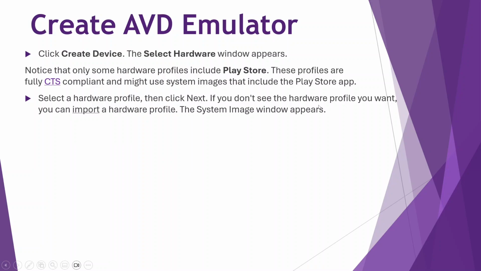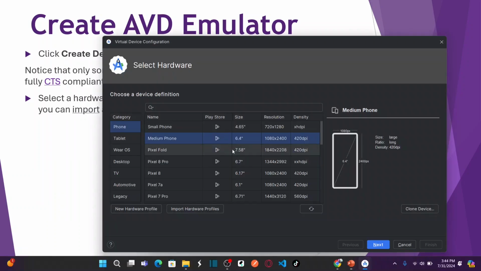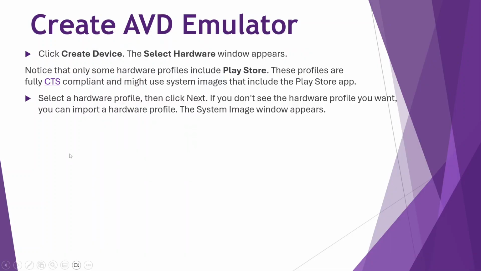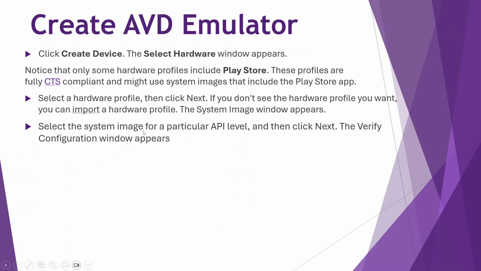If you don't see the hardware profile you want, you can import a hardware profile. For example, if you don't have the list of hardware profiles, you can import the hardware profile as well. Okay, so that is a different concept I'm going to cover in the future. So once you select the required hardware profile, you're going to click on next. As soon as you click on next, the select system image window appears.